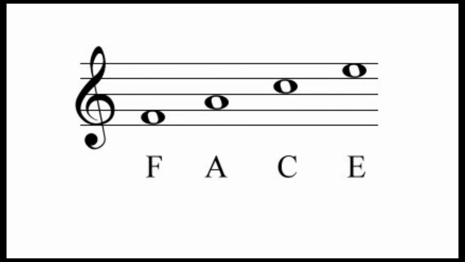Treble clef space notes. How are the spaces of the treble clef named? The 4 spaces of the treble clef from bottom to top represent the notes F, A, C, E. This one is so much easier to remember because it spells the word face.